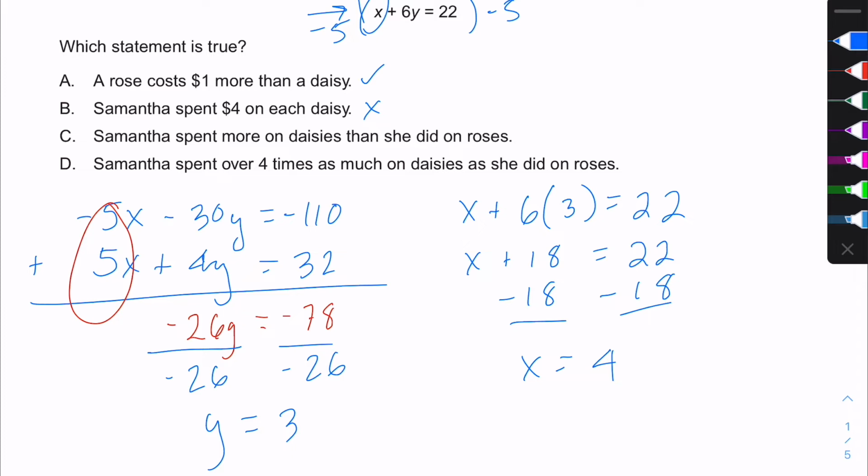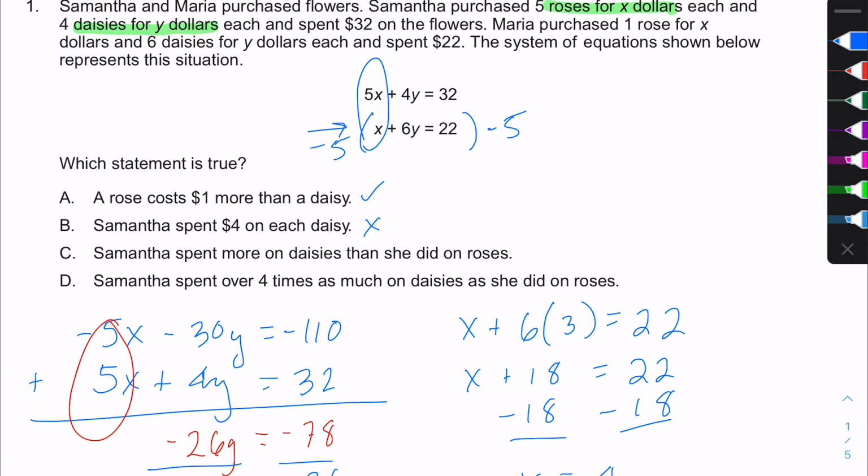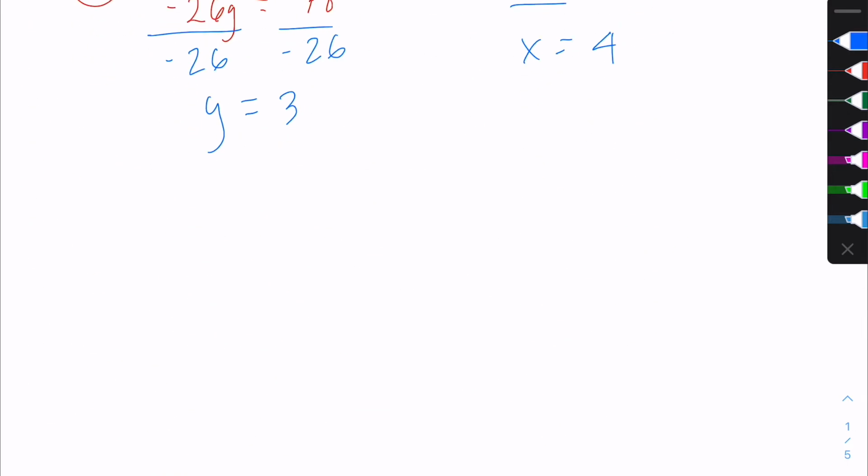Samantha spent more on daisies than she did on roses. Okay, so remember, Samantha's equation is the first equation. So how much money did she spend on daisies? Well, that's 4 times the 3 right here. So she spent 12 on daisies versus 5 times 4. That's 20. So no, that one's not true either. Samantha spent over 4 times as much on daisies as she did on roses. Well, we just said she didn't even spend more on daisies than she did on roses. So definitely not true. That confirms it. It is A. All right, let's head on to number 2.